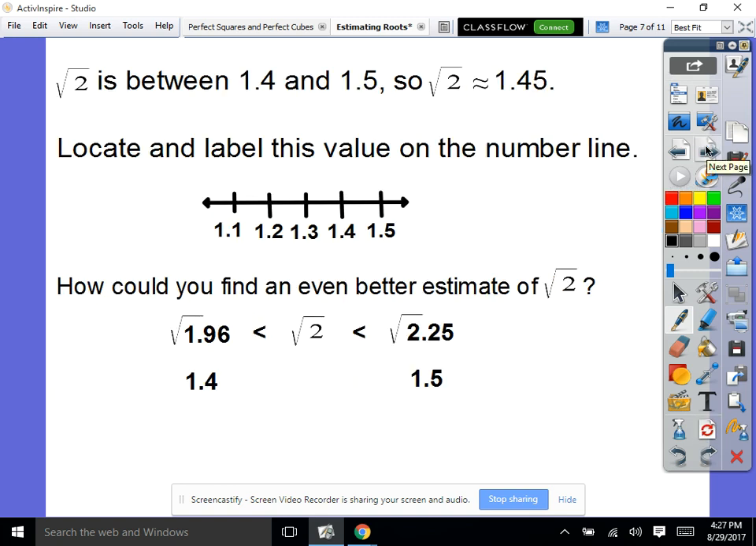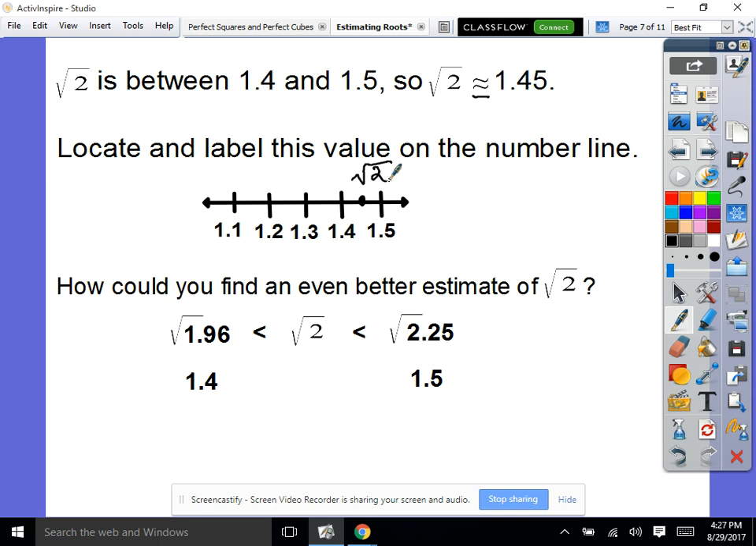All right, so the square root of 2 is actually between 1.4 and 1.5. So we can say that the square root of 2 is approximately 1.45 because that's halfway between 1.4 and 1.5. So if we were to locate and label this value on the number line, it would be right in between 1.4 and 1.5. So we could put the square root of 2 there.